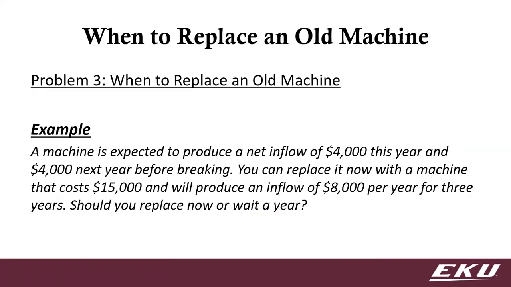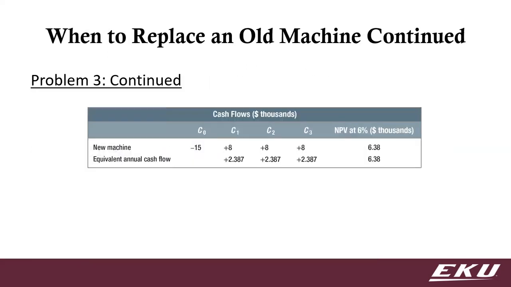Okay. When to replace an old machine. So again, we have this machine that currently exists and it's got this cost structure, or we can replace it with something now that's going to cost a lot more. We know we're going to have to replace it. Is it better to do it now or to wait a year? And so you'll see how that new machine looks, and then you can calculate what the equivalent annual cash flow would be to equal that net present value.